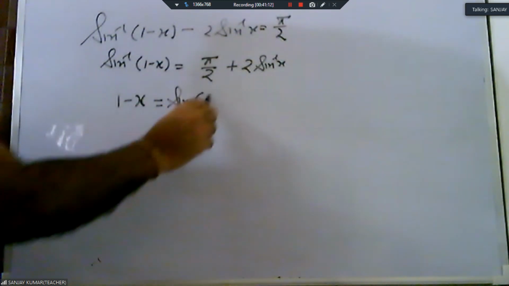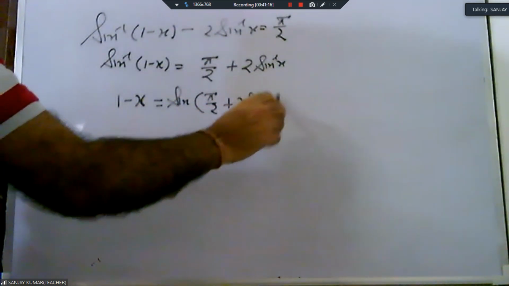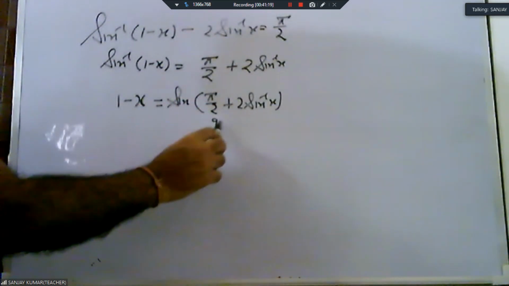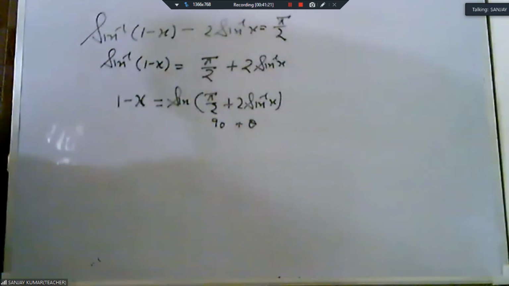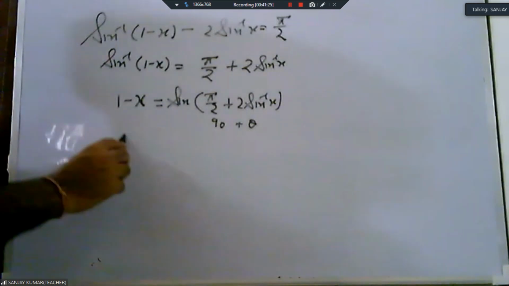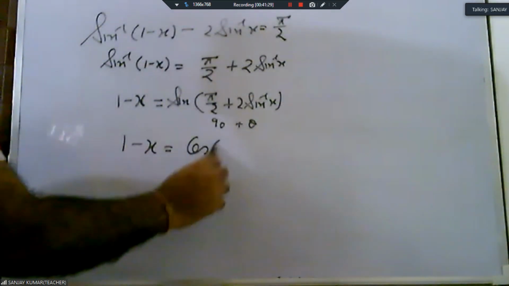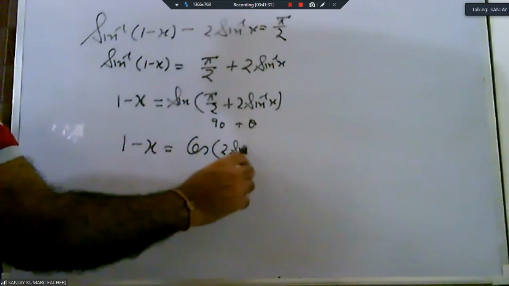So this is sine of pi by 2 plus 2 sine inverse x. Now you note one thing here. Here you have 90 plus theta. So no need to apply the formula of sin A plus B because we have sin 90 plus theta. We have a direct formula for sin 90 plus theta. What is the formula of sin 90 plus theta? That is cos theta. So we have cos 2 sine inverse x.